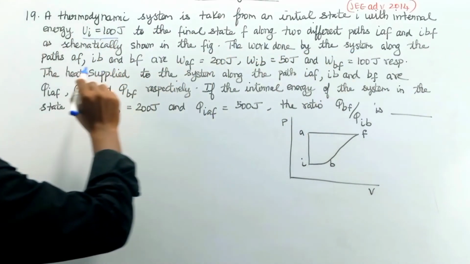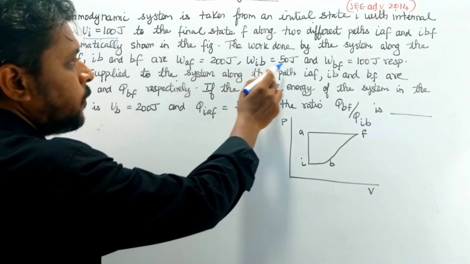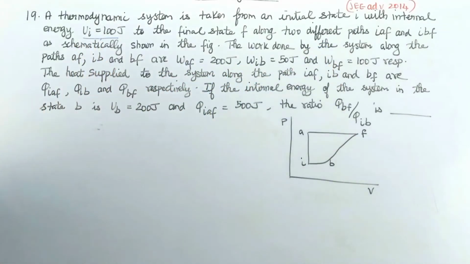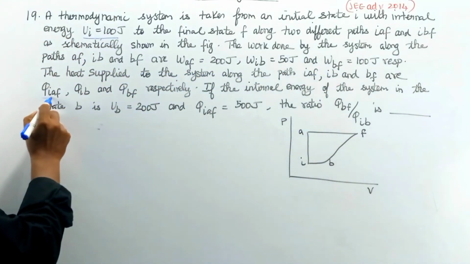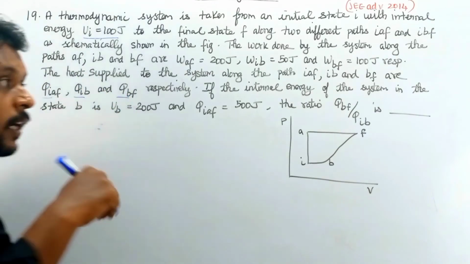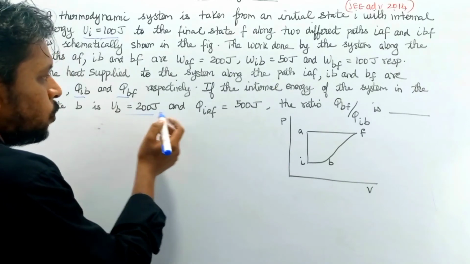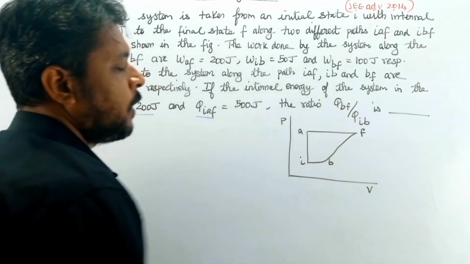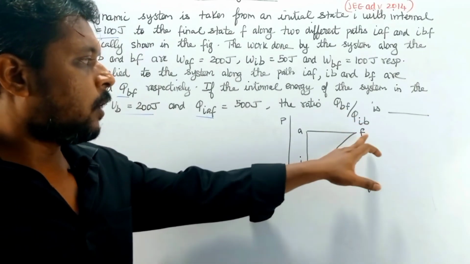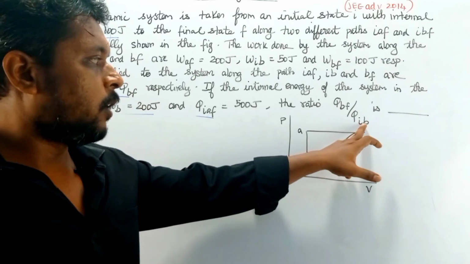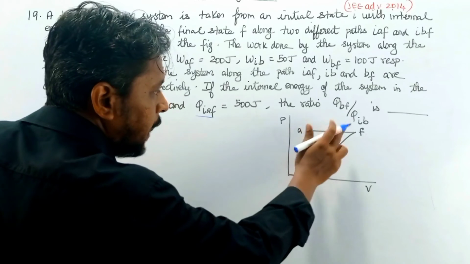The work done by the system along the paths AF, IB and BF are WAF equal to 200 joules, WIB equal to 50 joules, and WBF equal to 100 joules respectively. The heat supplied to the system along the paths IAF, IBF and BF are given as QIAF, QIB, QBF. If the internal energy of the system in the state B, given separately as UB, is 200 joules, and QIAF is 500 joules, we have to find the ratio QBF by QIB. That is, the ratio between the heat supplied along BF and the heat supplied along IB. So first we will start with IAF.